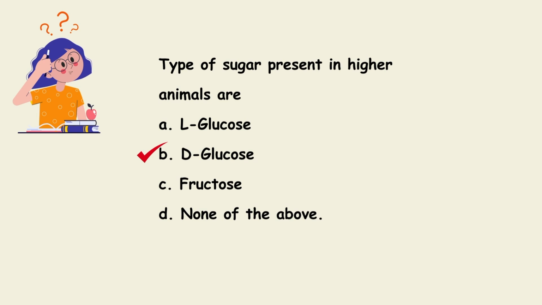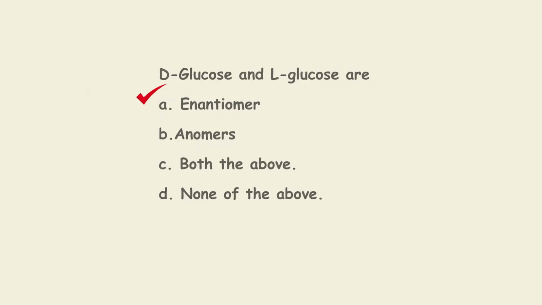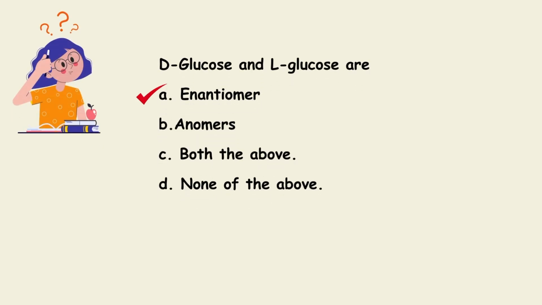D-glucose is the type of sugar which is present in higher animals. Now let us see the next question. D-glucose and L-glucose are A. enantiomers, B. anomers, C. both of the above, D. none of the above. The answer is D-glucose and L-glucose are enantiomers of each other.